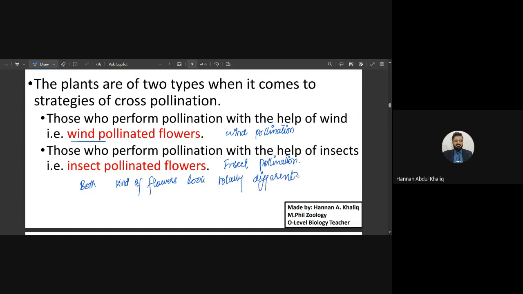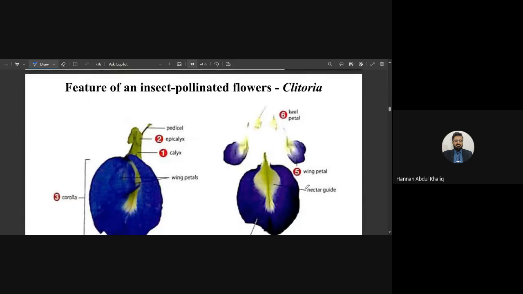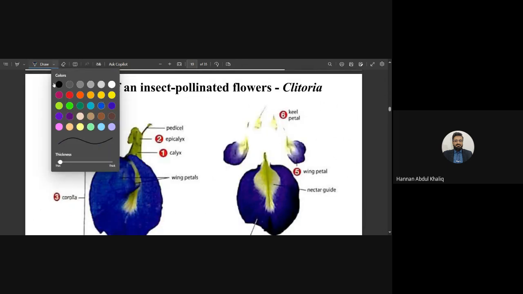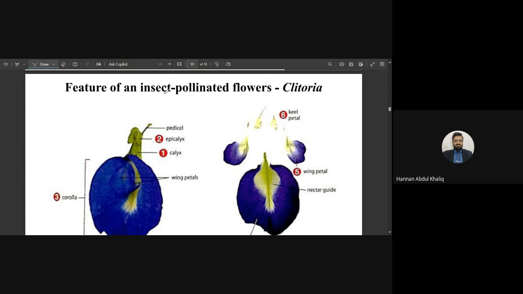Now, what does that mean? Let's see first the flower that is insect pollinated. Remember, there are a few features. They have to be very brightly colored so that the insect can see them. Brightly colored petals. Second, they have to have a nectary, and that nectary is always below the ovary.